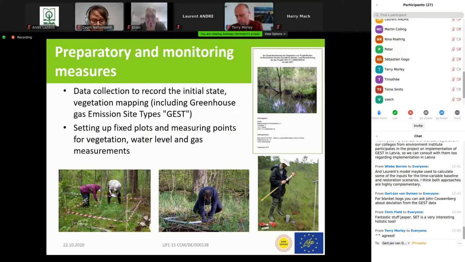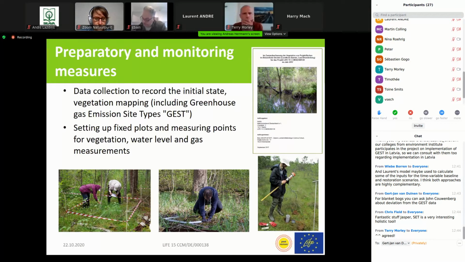The first problem in the partner countries was that we have different definitions of what we can find as a GEST type. One of them says, okay, we have a bog heath, but the others say, that's not a bog heath, that's more or less a moist meadow. So the first problem was to find the same names, the same tables, and it took one year to get to one common approach.